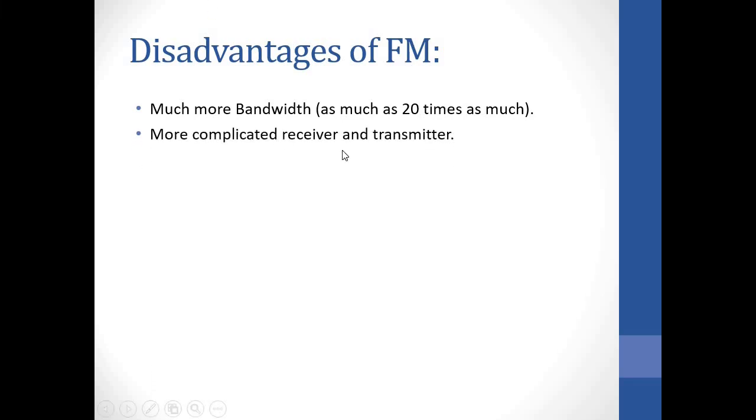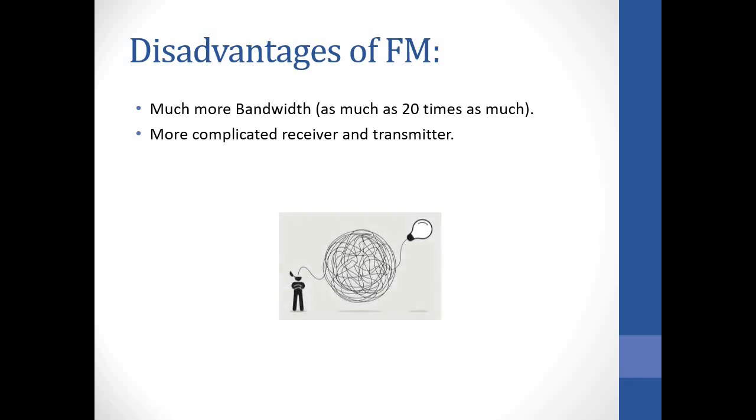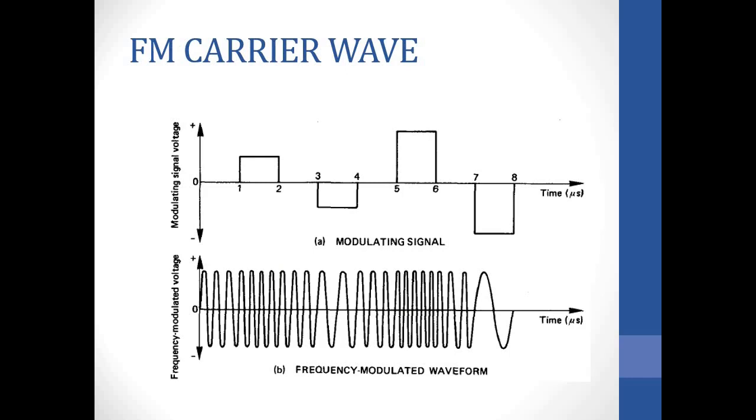Yes, it has a more complicated receiver and transmitter. We looked at a demodulator of an AM signal, a diode detector. It's just a diode and a capacitor. It's very simple. In this case, we've got a much more complicated circuit, even complicated in terms of explaining the operation of those circuits. So those are the two disadvantages.